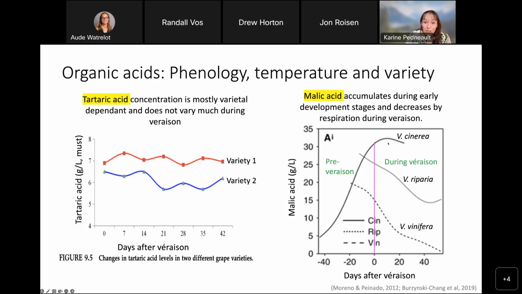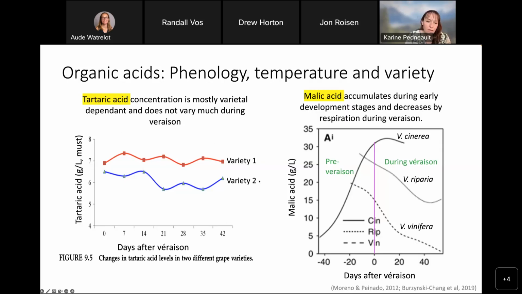Vitis cinerea, which is also used for breeding, although to a lesser extent as far as I know, is actually keeping a lot of malic acid. So you can see that those differences are very important on the level that we will get at the end.